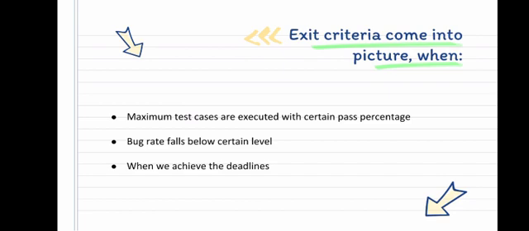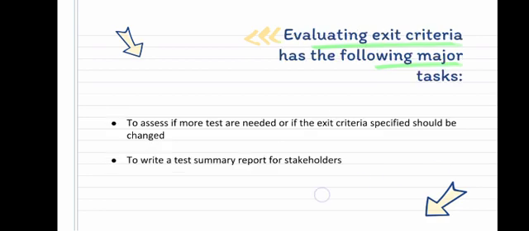Exit criteria come into the picture when maximum test cases are executed with a certain pass percentage, bug rate falls below a certain level, and when we achieve the deadlines. Evaluating exit criteria has the following major tasks. First, to assess if more tests are needed or if the exit criteria specified should be changed, and to write a test summary report for stakeholders.